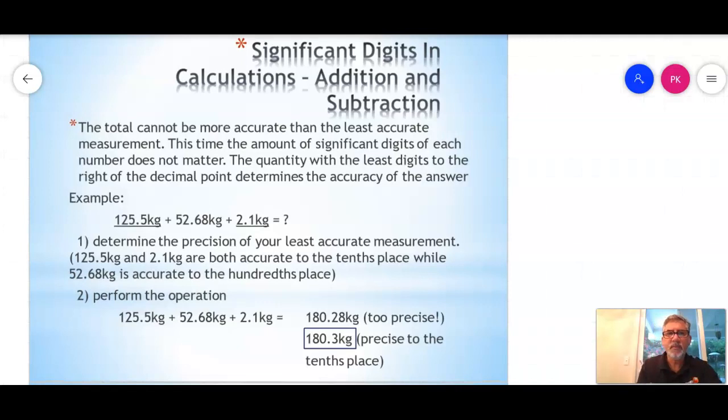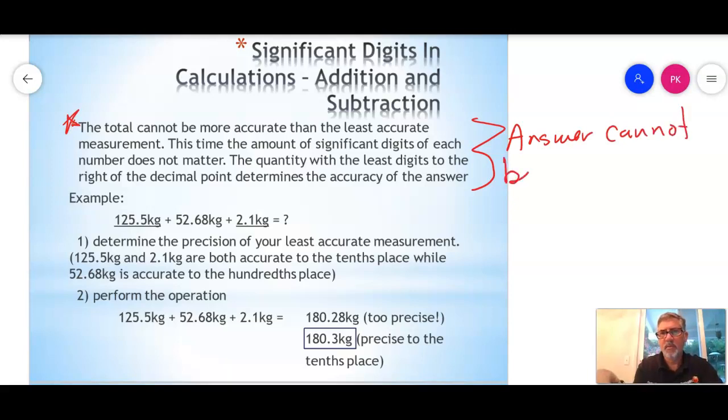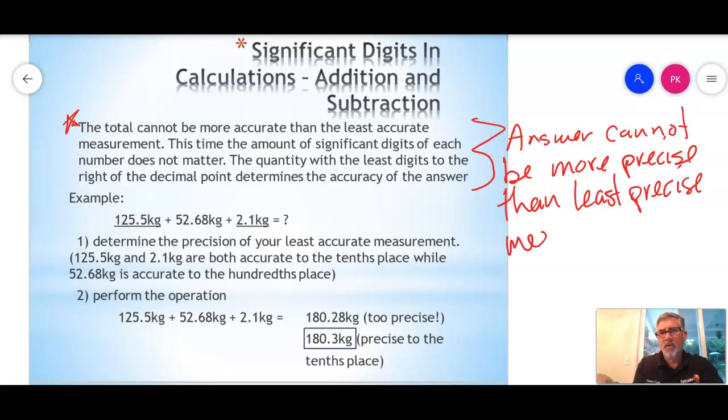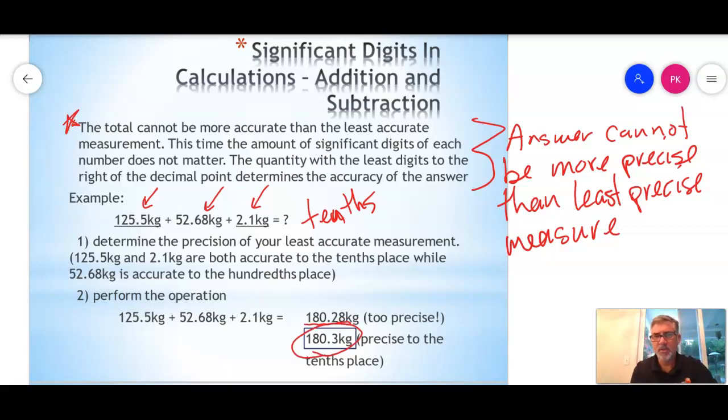Addition and subtraction. The answer can't be more precise than the least precise measure. So this one is precise to the tenths, this one is precise to the hundredths, and this one is precise to the tenths. So your answer has to be in the tenths. Even though you type it in your calculator and get this number here, you have to round it to the tenths place, because that's the least precise measure.